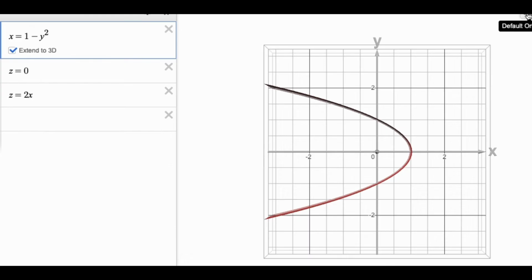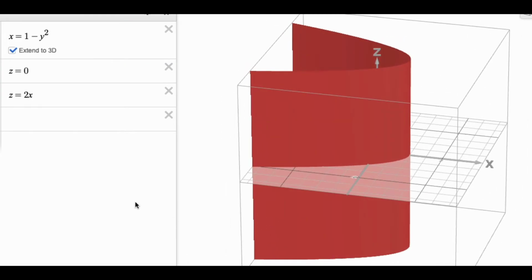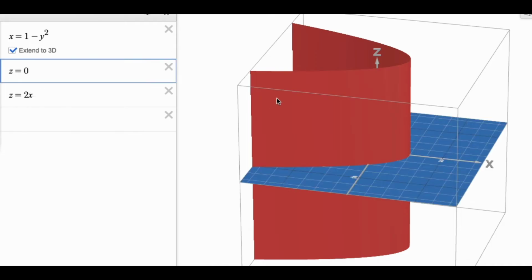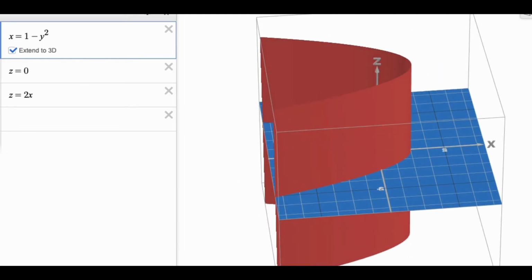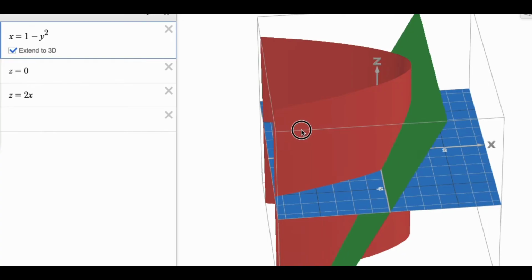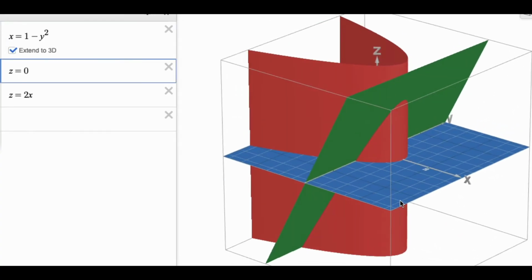Now I'm going back to 3D and I'm going to add our bases, z equals 0 and z equals 2x. This is the z equals 0 plane. After that I'm going to put z equals 2x. The solid whose total flux we want to find is the solid between these surfaces: the red boundary, the cylindrical surface here, the green surface here, and the blue surface.